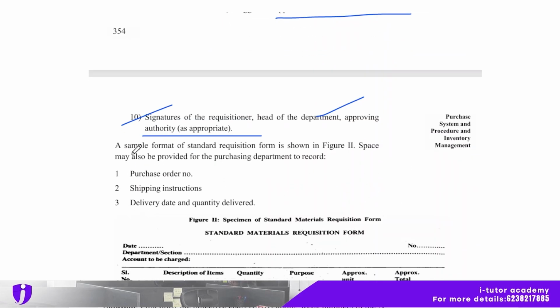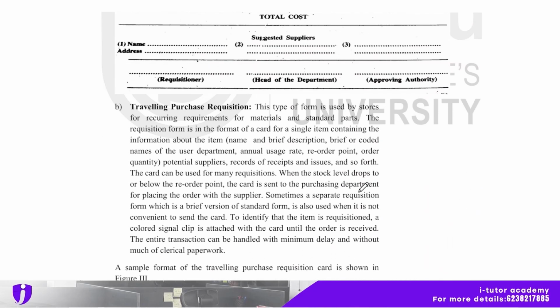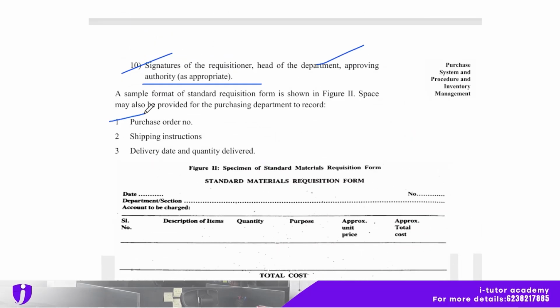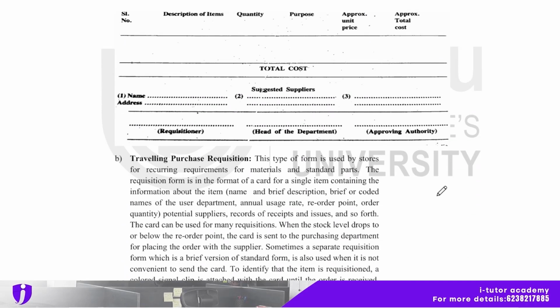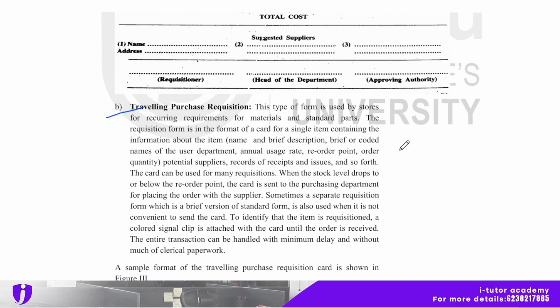Okay, so here is a sample format for standard requisition form. So this is that form. Okay, so purchase order number, shipping instruction, and delivery date and quantity delivered are there. Okay, and next is traveling purchase requisition.